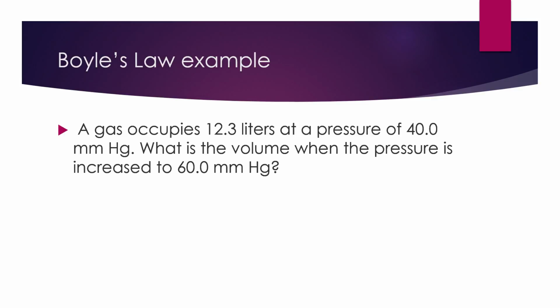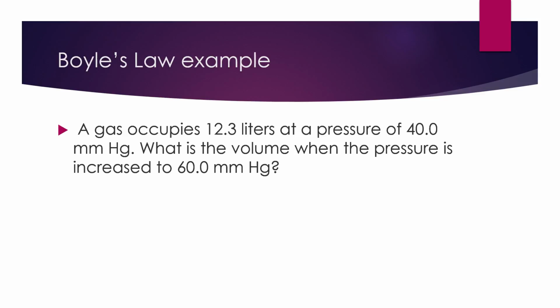So let's say gas occupies 12.3 liters, that's a volume, at a pressure of 40 mmHg. What's the volume when the pressure is increased to 60 mmHg? So it's P1 times V1. We got the P, which is 40, times the volume, which is 12.3. What do we get? We get 492. So 492 is going to equal P2 times V2. Well, the P2 is 60, so it's 60 times V2 equals 492.